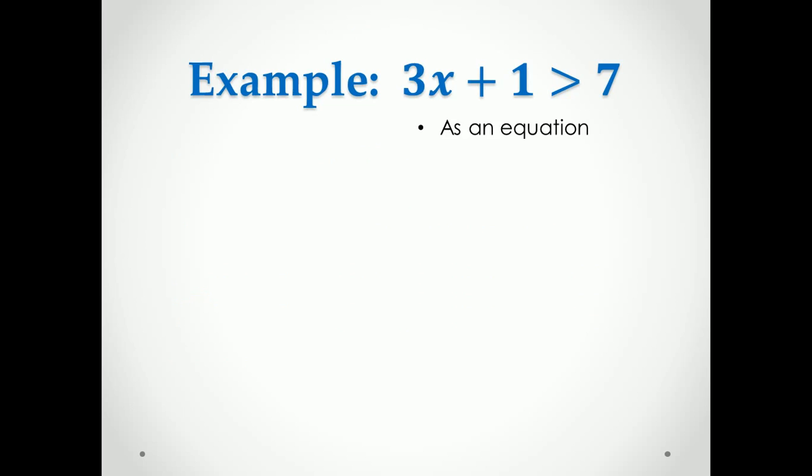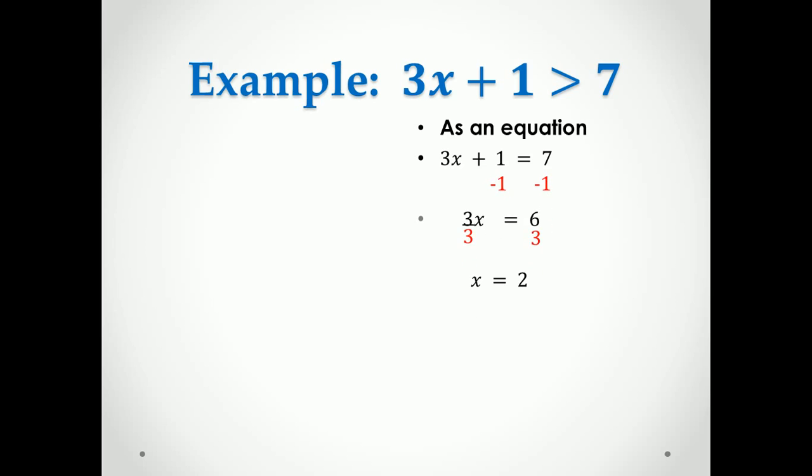So since we want to get 3x by itself, we have to remove that 1 first. And as such, we have to do the opposite of plus 1, which is to subtract 1. And we'll have to do that to both sides. That will leave us with 3x equals 6. Now to get x by itself, we have to divide by a positive 3. Seeing that we're multiplying x by 3, we have to divide both sides by 3. And that will mean x will be equal to 2.